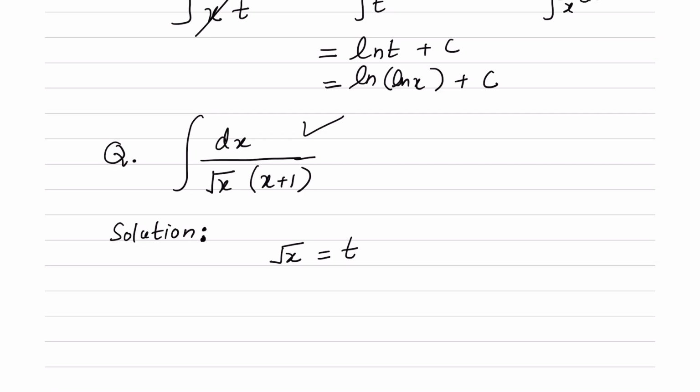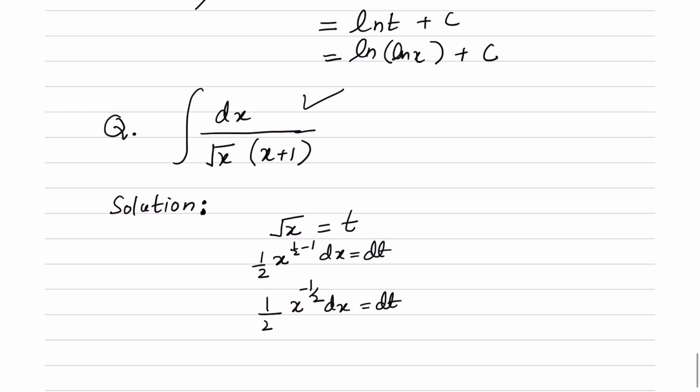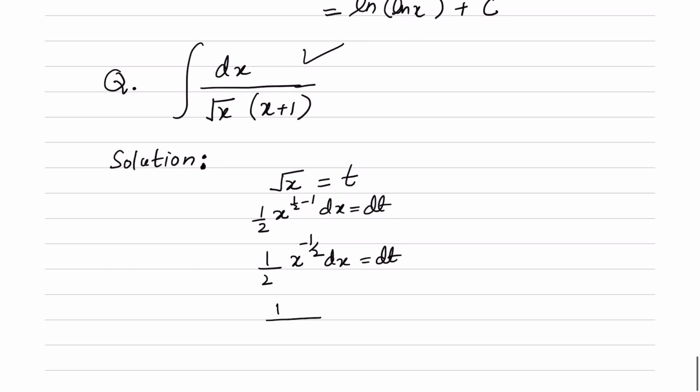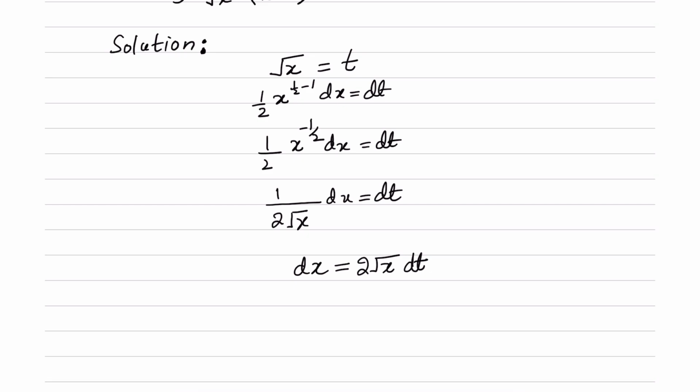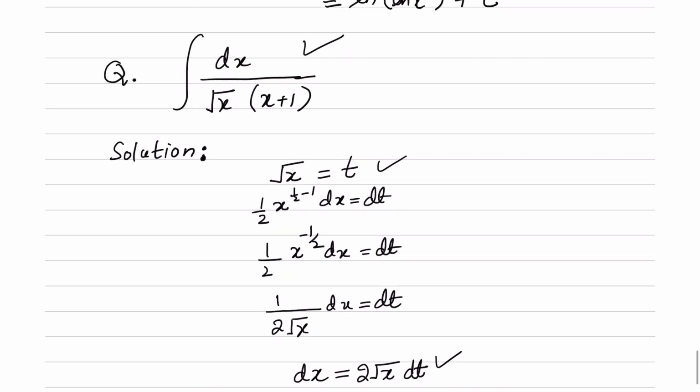Square root x equal to t. Its differential, 1 over 2 x to the power 1 by 2 minus 1 dx, is equal to dt. This gives us 1 over 2 x to the power minus 1 by 2 dx equal to dt, so 1 over 2 square root x dx is equal to dt, which gives us the value of dx, which is 2 square root x dt. Let's put square root x equal to t and the value of dx in our integral.